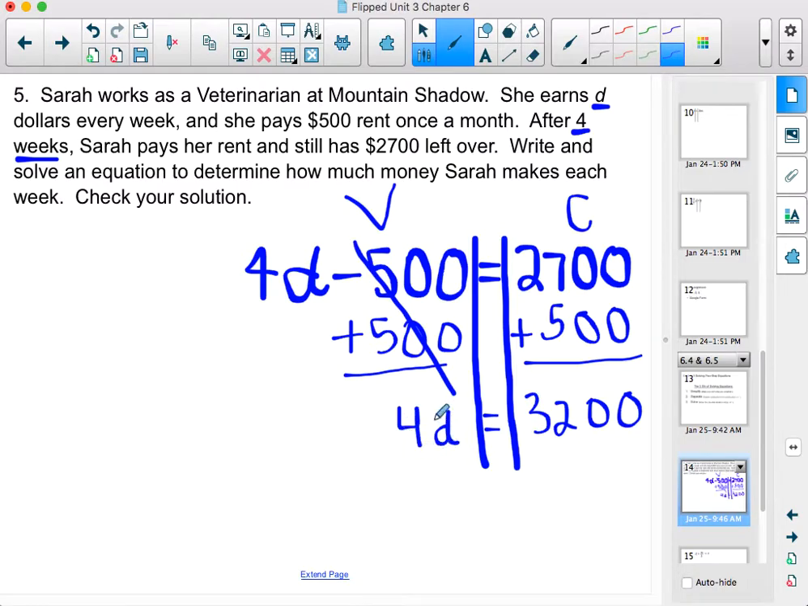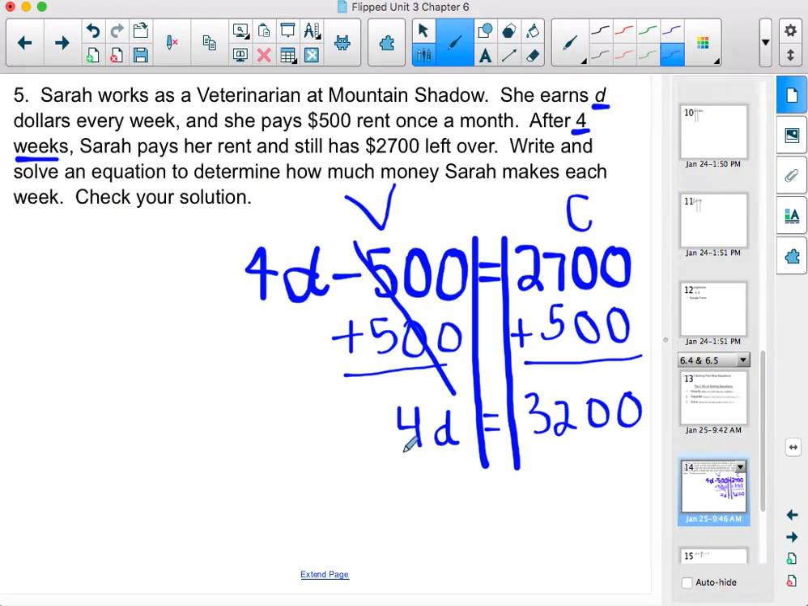This is a variable term. This is a constant term. No constants on this side, no variables on that side. So our last step, the third S, is to solve. Solve means that we need to solve our itty-bitty little equation here, 4D equals 3,200.